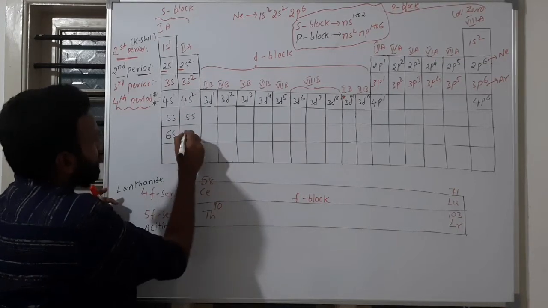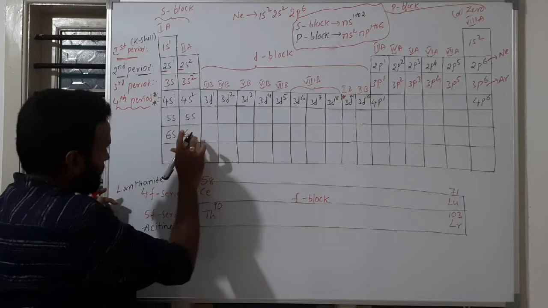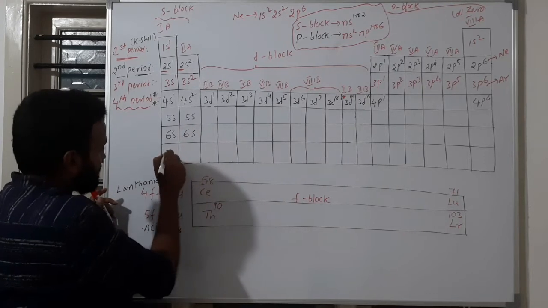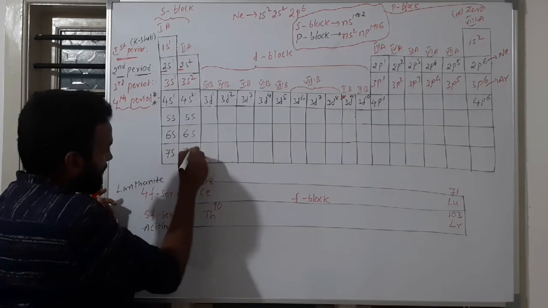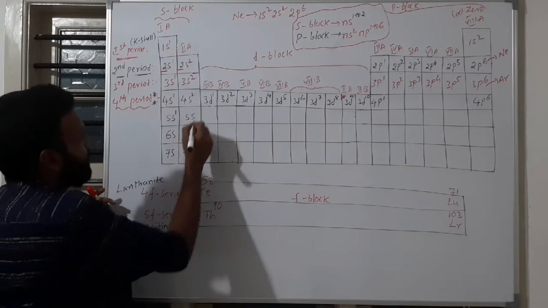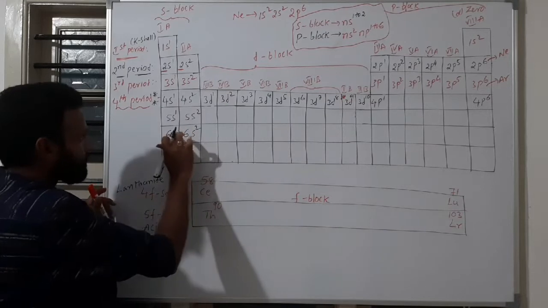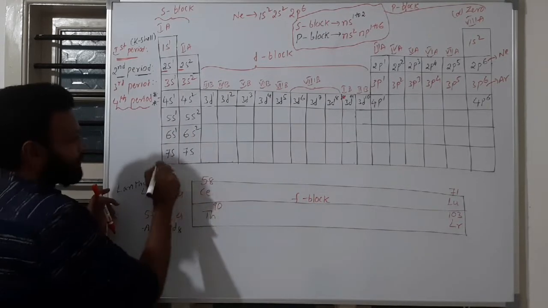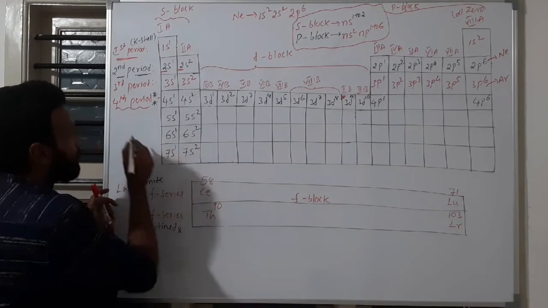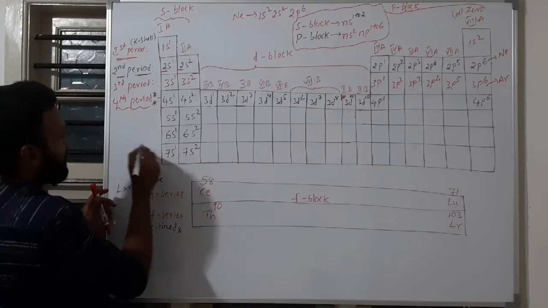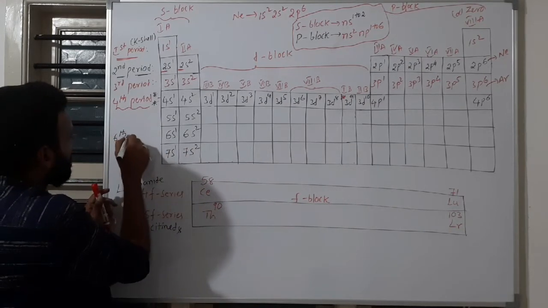Here 6s will come. Here 6s only will come. Okay, in that way here 7s will come. Here 7s only will come. Because 5s1, 5s2, 6s1, 6s2, 7s1, 7s2. This is the 5th period, 6th period, and here in the 6th period you have a problem.